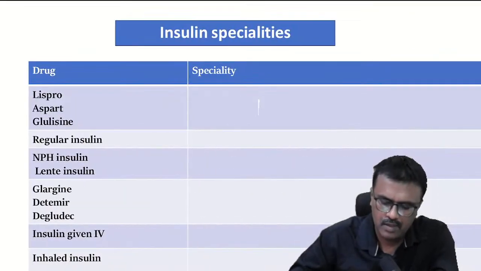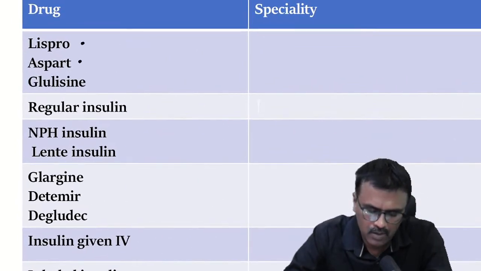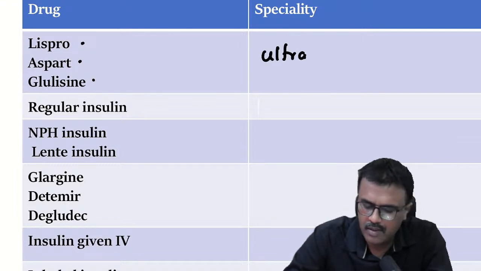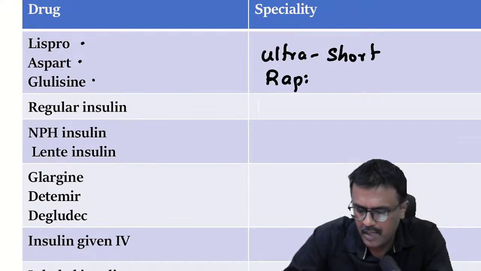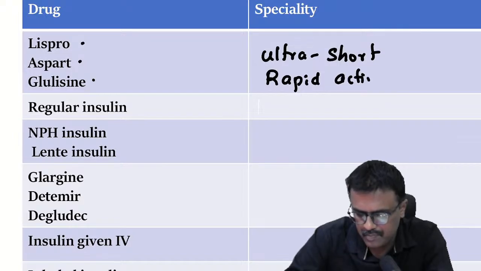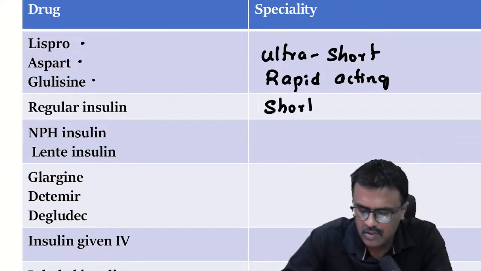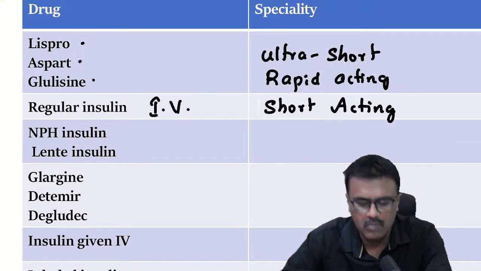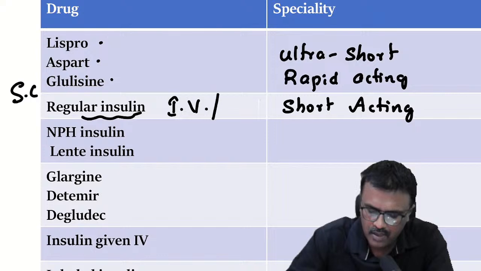Now coming to the next one, insulin specialties. Now lispro, aspart, glulisine, what is the specialty? These are ultra short acting insulins, and their onset is rapid, so they are called rapid acting insulins. Regular insulin is called short acting insulin, not ultra short acting, short acting. But the specialty is you can give the drug IV in emergencies. Most of the insulins are given by subcutaneous route, but regular insulin can be given IV as well as subcutaneous.